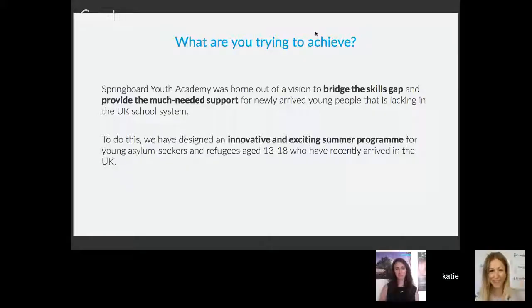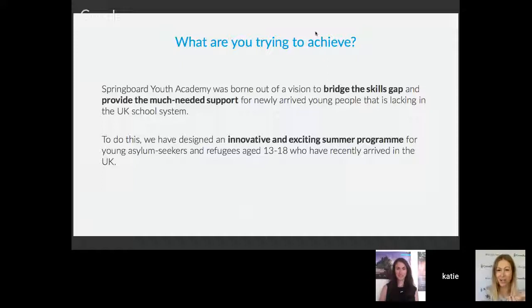So we're going to look at the 3 questions that we focus on in the crowdfunding guides that we mentioned a moment ago. There are 3 questions that we say every project should make sure they're addressing. So we're going to look at how you did that with the Springboard Youth Academy project. The first question is, what are you trying to achieve? And this is very much at the core of every project. Why are we here? What are you doing? What is it that you're looking to do?